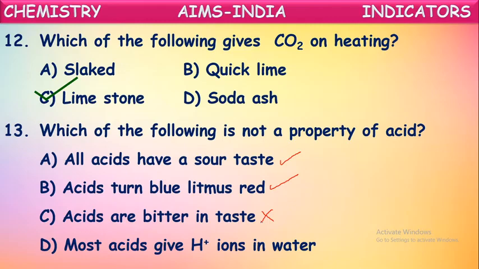Next, most of the acids give H plus ions in water. Yes, acids on ionization produce H plus ions in water. This is also a correct statement. Most of the acids contain hydrogen and they liberate H plus ions on dissolving into water. So this is also a correct statement. The only wrong one is that the taste of acids is bitter. It's wrong. Taste of acids is sour.